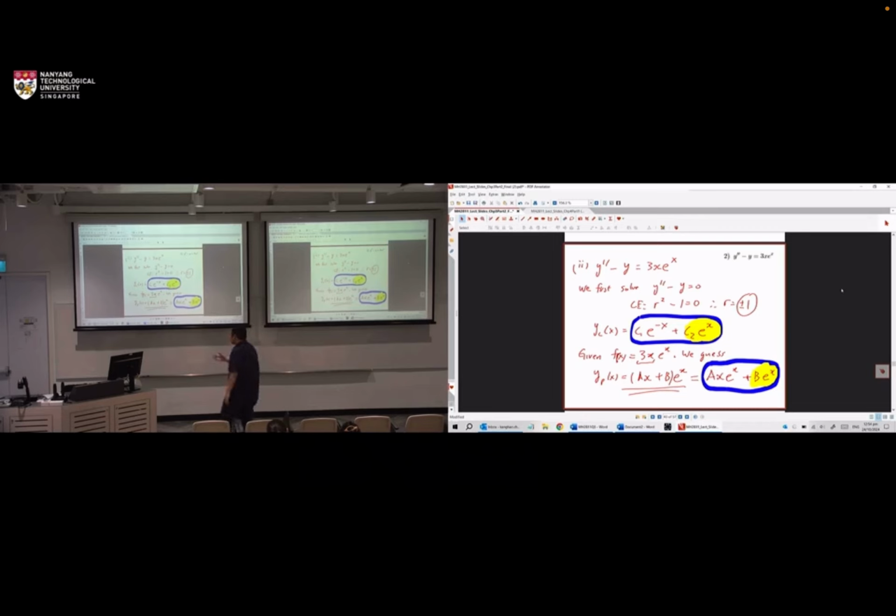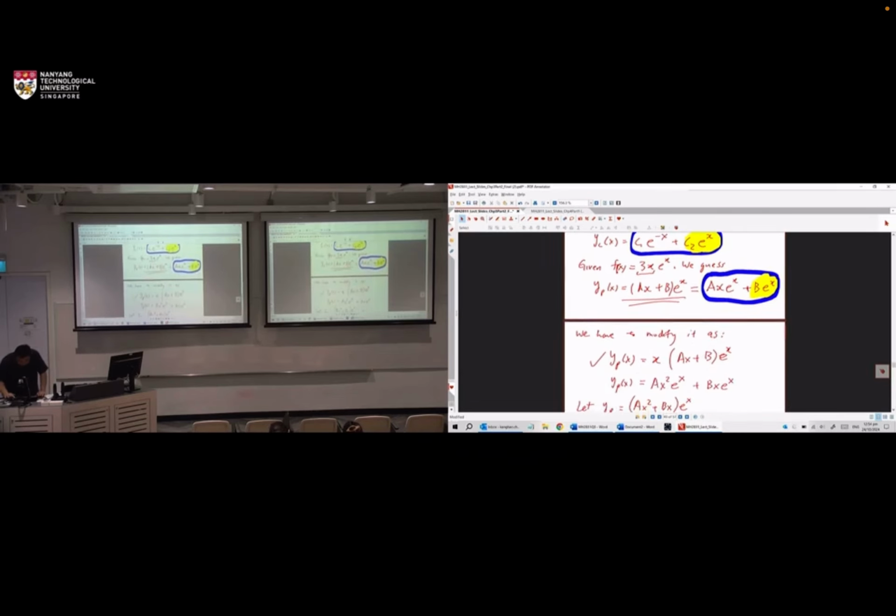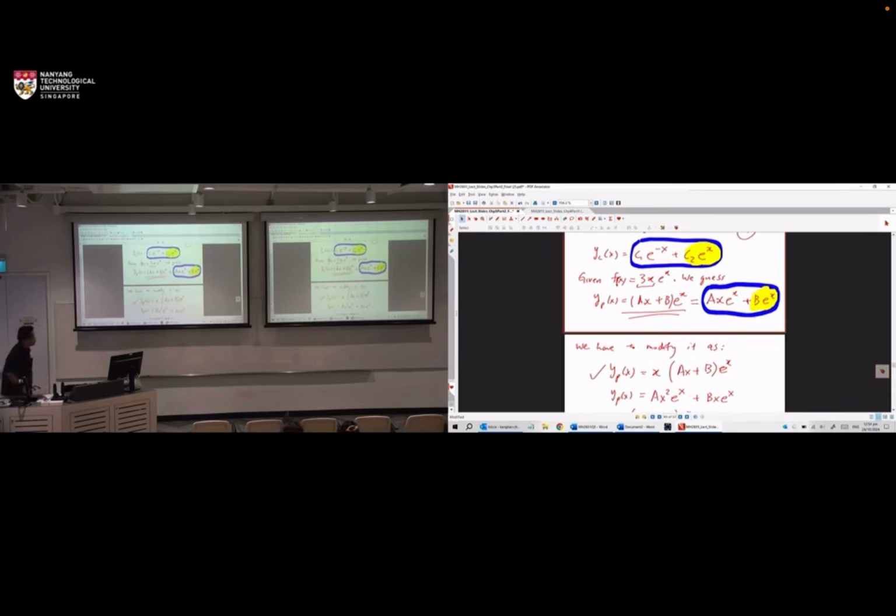So if it overlaps with here, it means that when you plug this in there, this term will already be killed off. It will output 0. So when that happens, you're short of terms here. That's why the remedy is that you have to modify it by multiplying an x throughout.